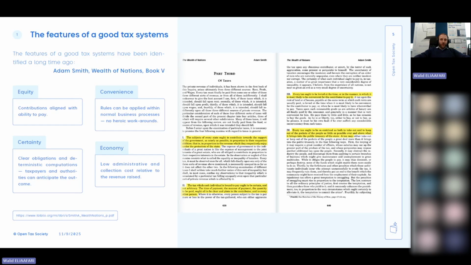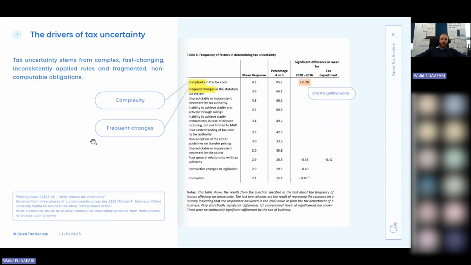So these are very key points that are clear. It needs to be equitable, simple, certain, and cheap to implement the tax. Okay. The second aspect that we need to understand is that the notion of tax certainty is very important in terms of the impact on multinational companies and groups.